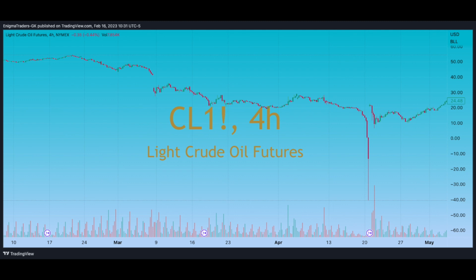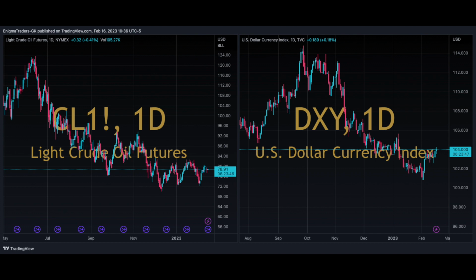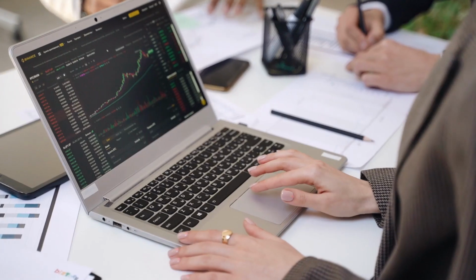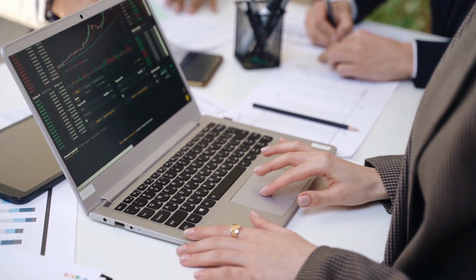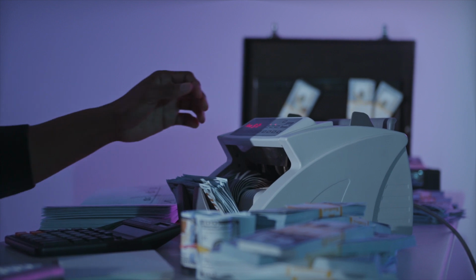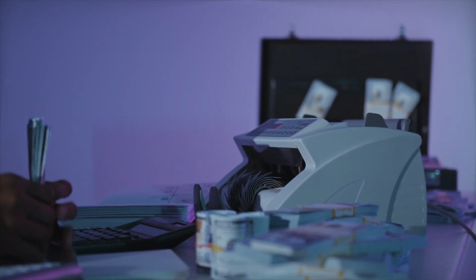The value of the US dollar is also crucial because it affects the cost of crude oil for buyers using other currencies. It's essential to keep an eye on the value of the US dollar, especially for those who are actively trading oil. The US dollar is a major currency and is used in a significant portion of global trade, so any changes in its value can impact the price of crude oil.